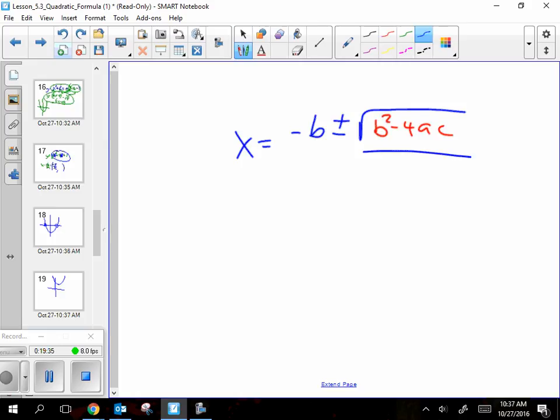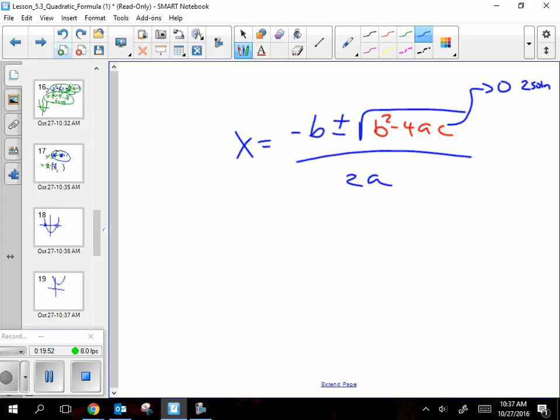Notice that red part? That red part can either be greater than 0. If it's bigger than 0, that's kind of what you want. That's a normal answer. And how many answers will there be? 2.